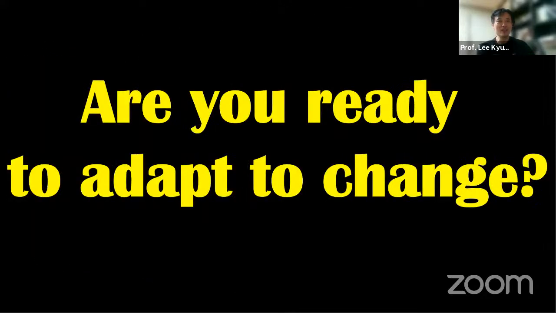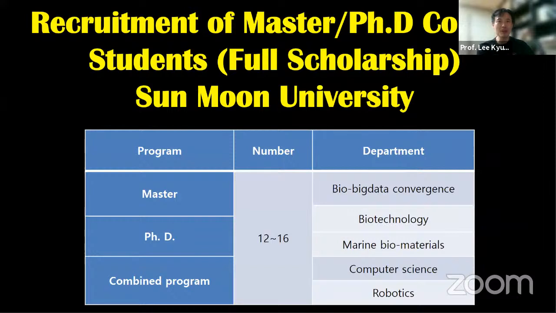Okay, I will introduce the master and PhD course for students with full scholarship. Basically, there are many majors, but for the full scholarship, they are the bio big data convergence major, biotechnology major, marine biomaterials, and computer science and robotics major. Some professors have projects now. It can be a private project or a government project. So they need some people who work very hard and are intelligent.